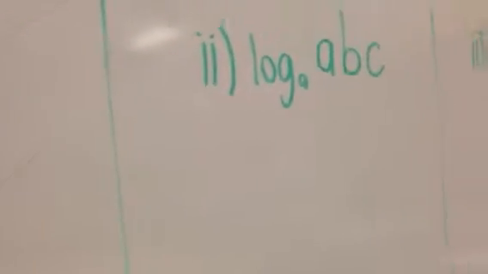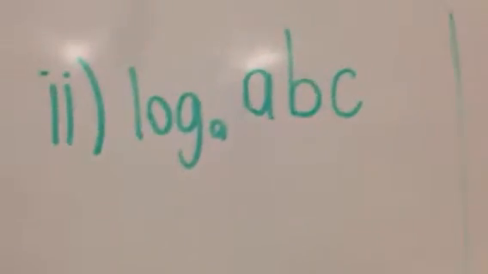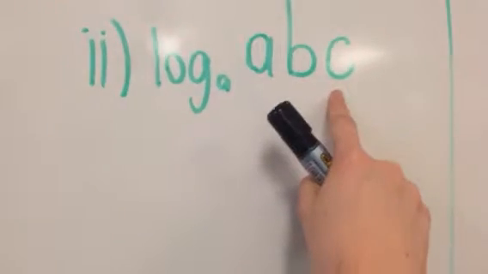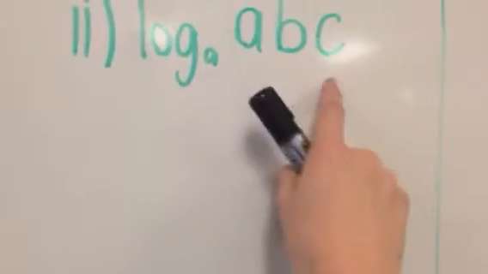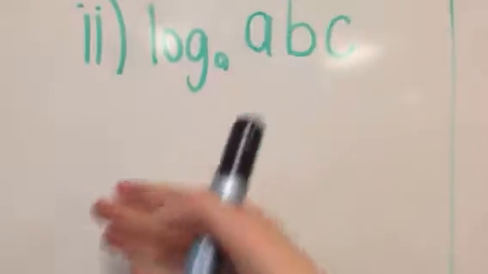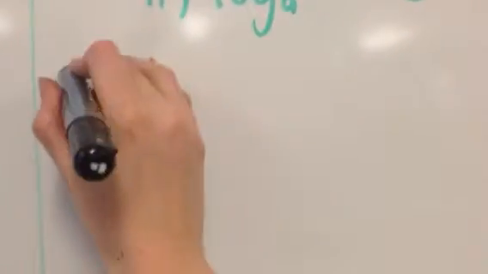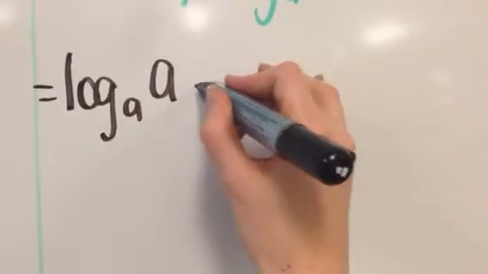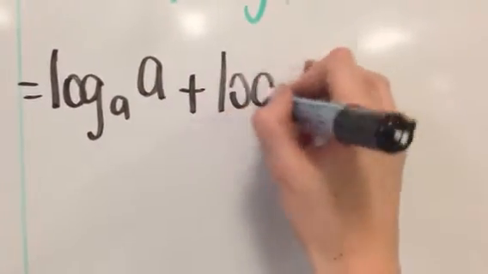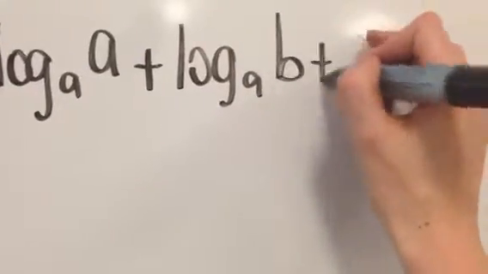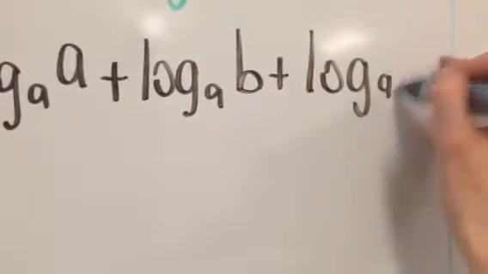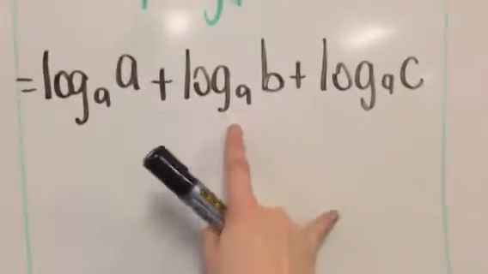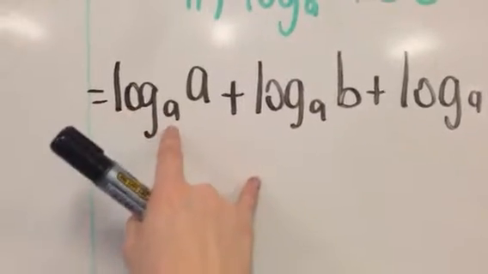Now let's have a look at this question. I've got log base A of ABC. Now what we notice is this value here is a multiplication. When it's a multiplication, in expanded form it's going to be equal to log base A of A plus log base A of B plus log base A of C. Now I know what log base A of C was, that was 4.7. This was 3.4.